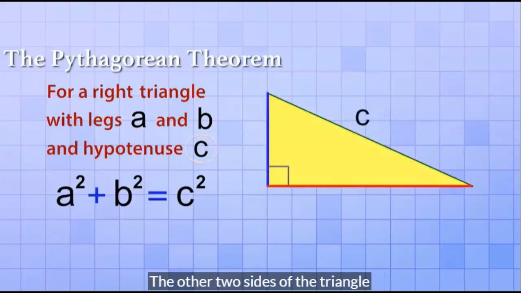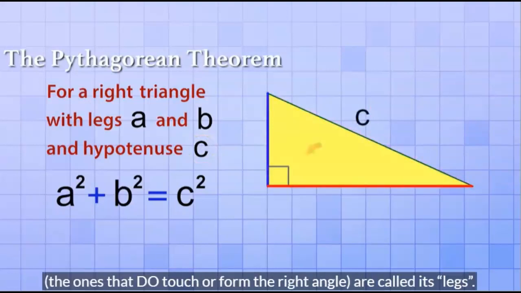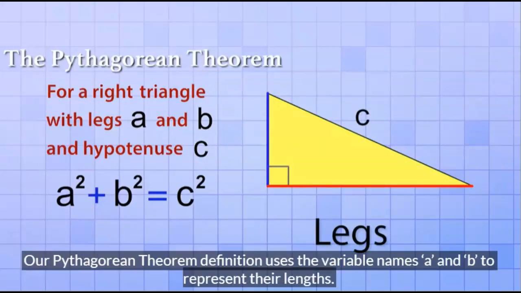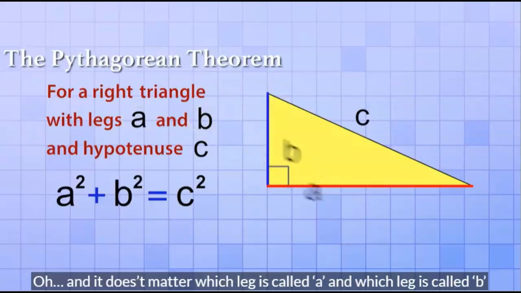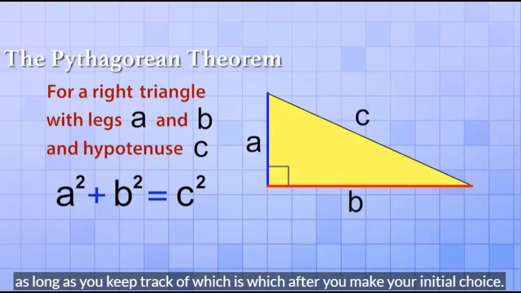The other two sides of the triangle, the ones that do touch or form the right angle, are called its legs. Our Pythagorean theorem definition uses the variable names a and b to represent their lengths. Oh, and it doesn't matter which leg is called a and which leg is called b, as long as you keep track of which is which after you make your initial choice.